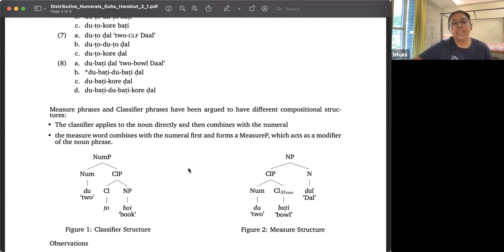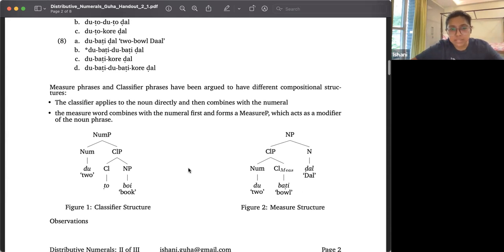So anyway, the classifier. Look at figure 1. These are roughly the two kinds of structures that you see in figure 1 and figure 2. The classifier applies to the noun directly. See the classifier phrase in figure 1: CL, the classifier head, takes as its complement the noun phrase. So in "duto boy", "to" is taking "boy" as its complement. And it semantically works out something.